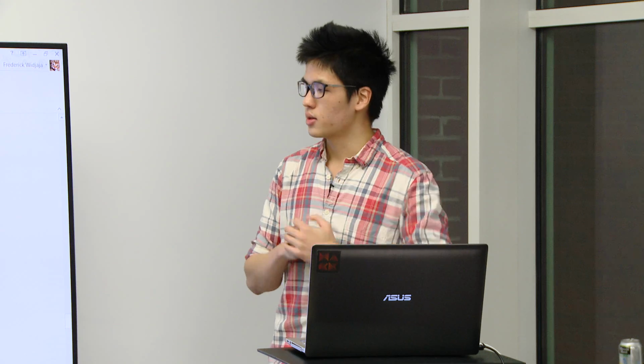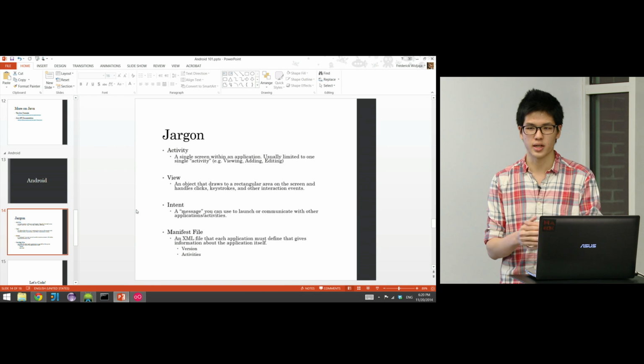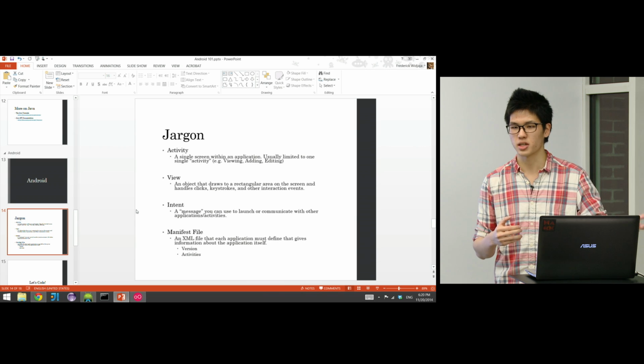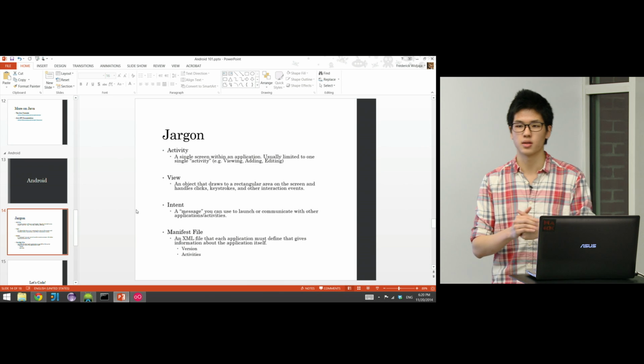So an activity is Android's way of saying it's a single screen within the application. For example, if you have a Gmail app, we have the view emails activity, and then if you click a certain email, that will show another activity, the view email activity. And then we also have the compose activity, or the edit message activity. And so activities are generally just a single screen within the application itself.